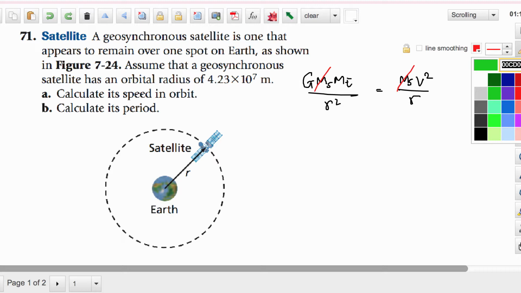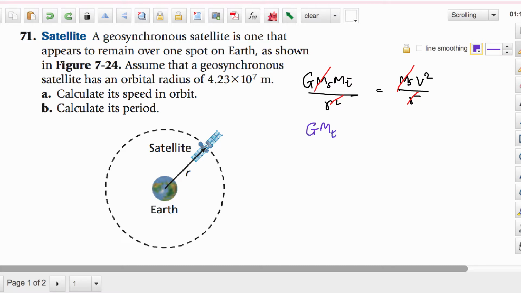Let's not plug in the numbers just yet, because there's something better that we can get from this. Let's cancel out one of the radii from the left side. Now we have G times M_E over R equals velocity squared. So let's solve for the velocity. All right, that's our relationship for the velocity.